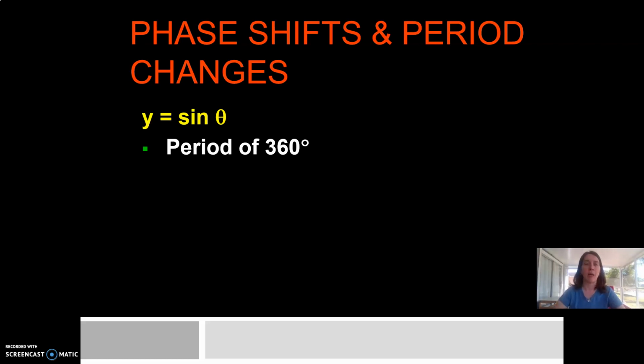As we saw when we talked about our period changes, as I put a coefficient into the equation like 2 theta, it made the graph rotate either faster or slower. Well, what does this mean when it says y equals sine 2 theta? The graph is rotating twice as fast. So by the time it's hit 360 degrees, it's already rotated twice. So therefore, what is the new period? What is the new rotation for this graph? It is 180 degrees. So 360 divided by 2 gave me that 180.